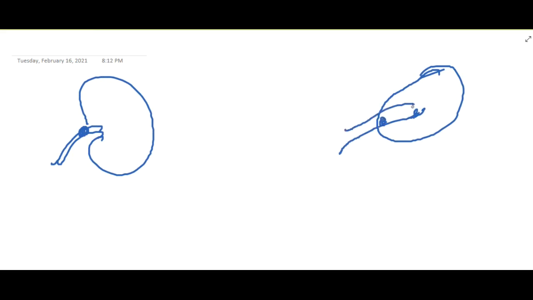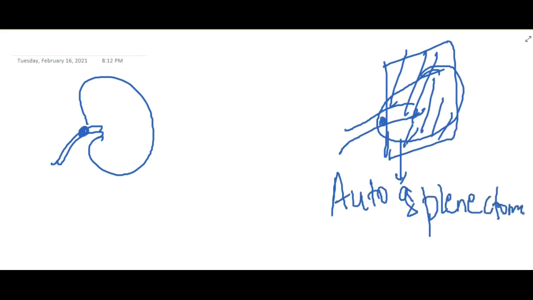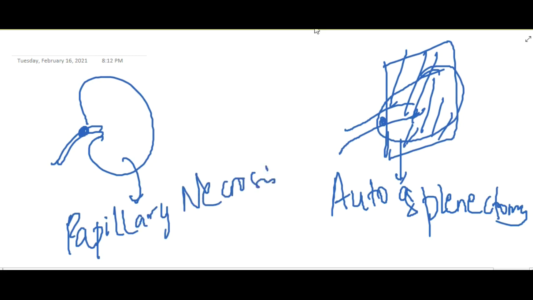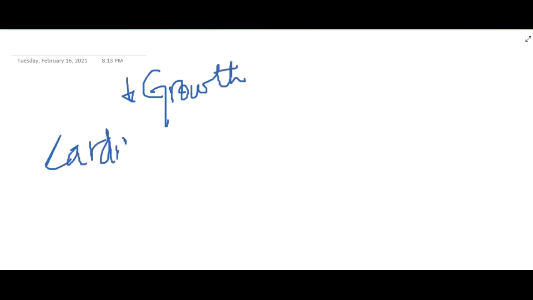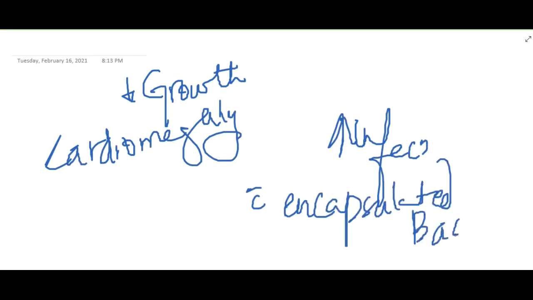when they obstruct the splenic artery, the spleen undergoes destruction or apoptosis on its own, and this is called autosplenectomy. Then if it obstructs the renal artery, this renal involvement can result in papillary necrosis, and there is chronic hemolysis, which will impair the growth of the baby. Then there can be cardiomegaly also, and there can be increased risk of infections with encapsulated bacteria. Right? Next.